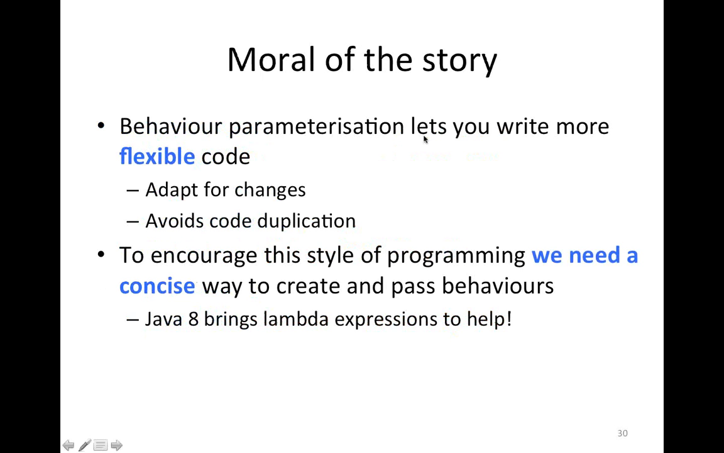So this is the moral of the story about this pattern called behavior parameterization. You can write code that is more flexible if you embrace this pattern. You can adapt for changes, and you can avoid code duplication. However, to encourage the use of this style, we need different features that Java 7 and before were not providing. We need a way to pass those behaviors in a concise way. And that's what Java 8 provides. And this feature is called lambda expressions.